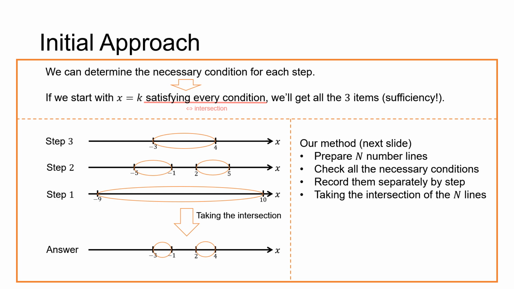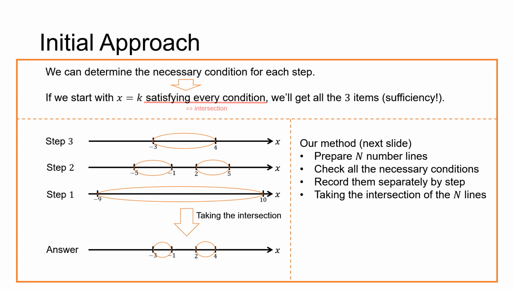Now, let's briefly review what to do. First, prepare n number lines to record n necessary conditions, and then check all the consecutive items and record the conditions separately by step. Finally, taking the intersection of the n lines, that's the summary.